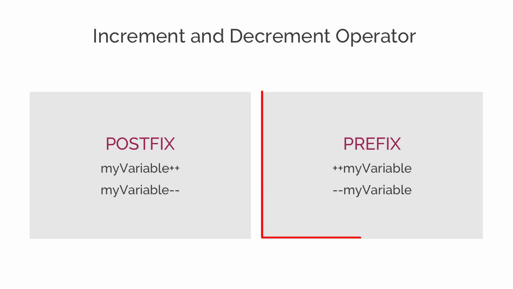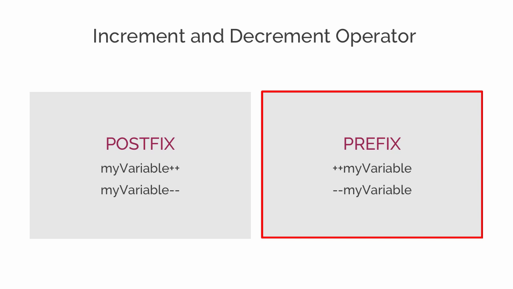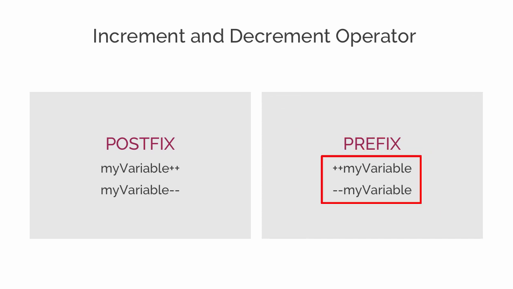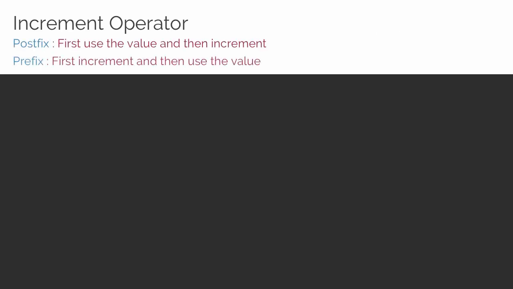Whereas on the other hand, the prefix operators are appended at the very beginning of the variable name, like you can see here: plus plus and minus minus. So how does it actually work? Let us explore the increment operator first, which is subdivided into the postfix and also the prefix. Now the postfix implies that first use the value and then increment the value. But the prefix means that first increment the value and then use the updated value.